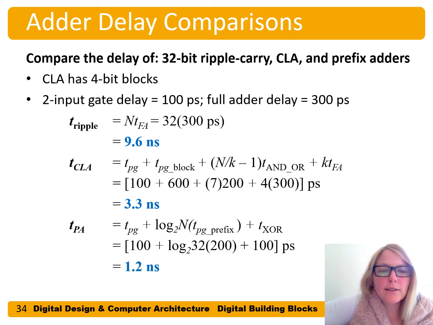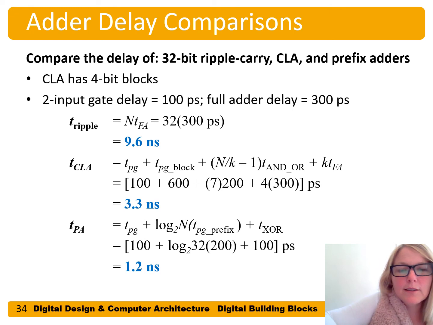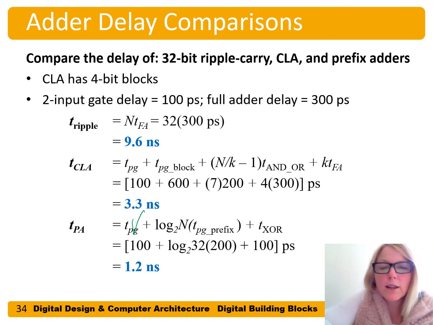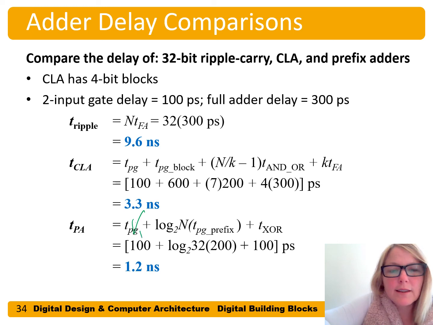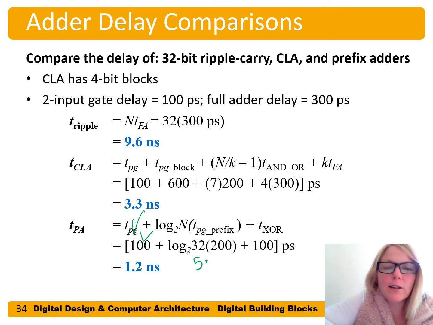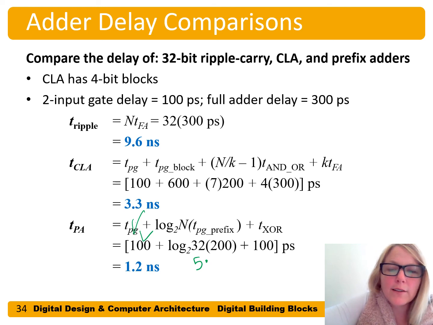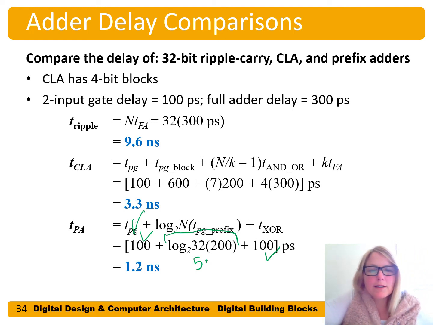And the prefix adder, well, we get TPG to calculate our propagates and generates, that single AND or OR gate, to calculate those column propagates and generates. And then we get log base 2 of 32, or 5 times, because it's a 32-bit adder now instead of a 16-bit adder, 5 times 200, and then we get our final XOR gate to calculate the sums, and we get a total of 1.2 nanoseconds. Right, we have our 1 nanosecond or 1,000 picoseconds plus 200, or 1.2 nanoseconds.